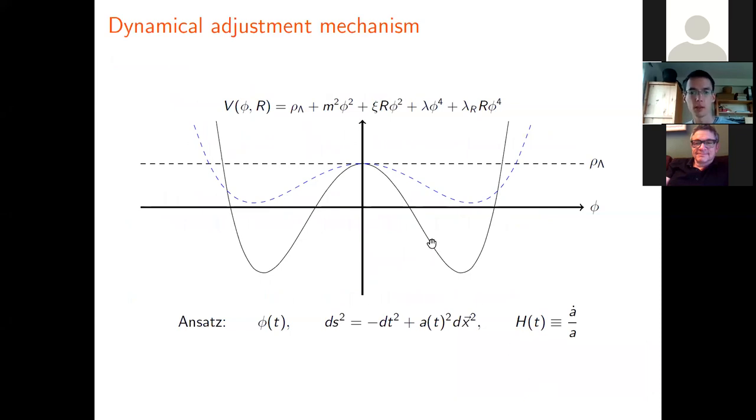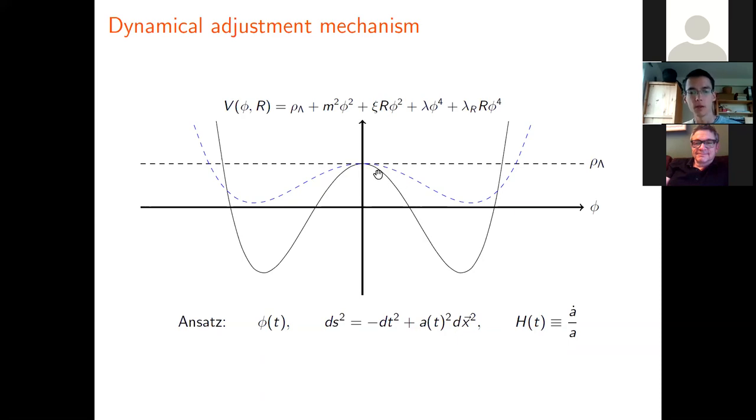So pictorially, the mechanism is the following. Initially you have your field sitting here, and because of the negative non-minimal coupling, this point is unstable. So the field will start rolling down its potential, which is the black curve. And as it rolls down the potential, the energy density decreases. So initially, there is a very large energy density. It may be of the order of the electroweak scale or even Planck scale. But the point is that it decreases along the evolution of the system.